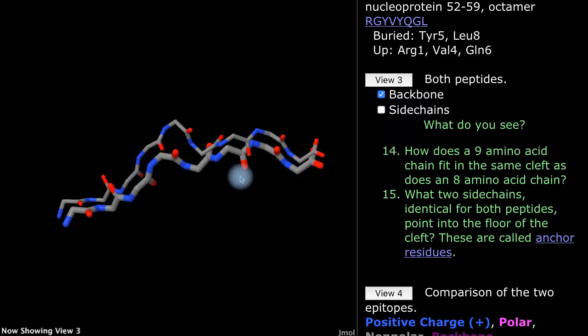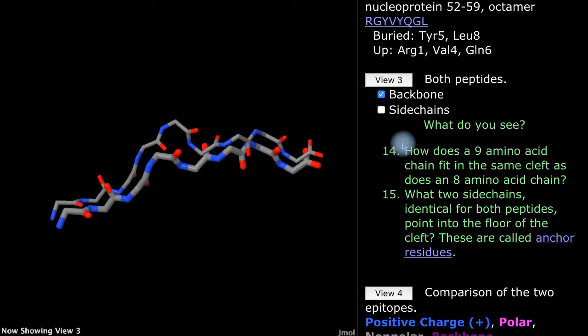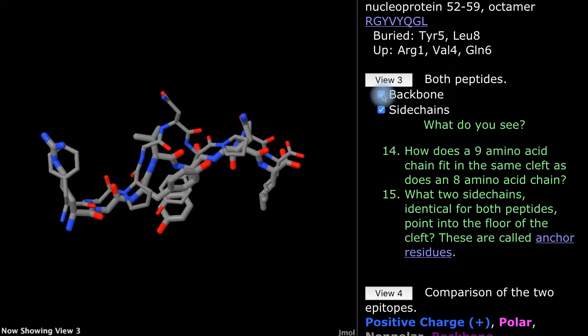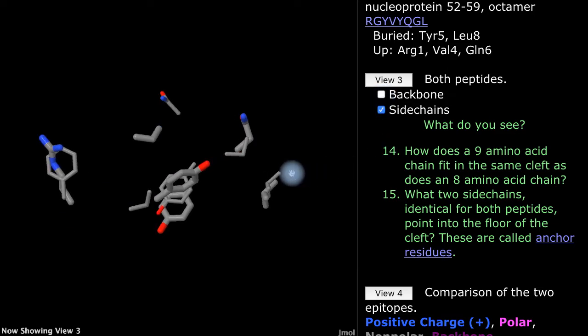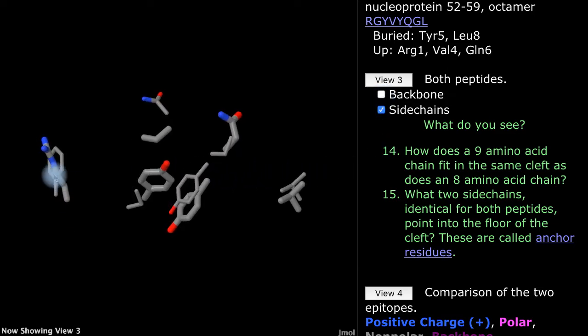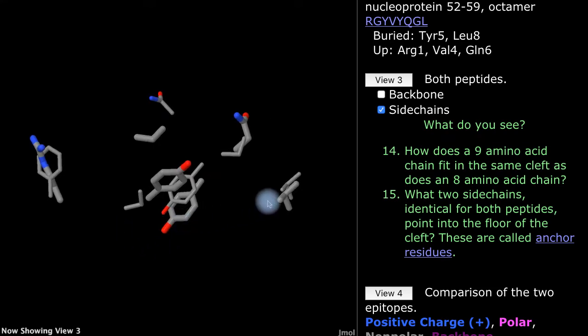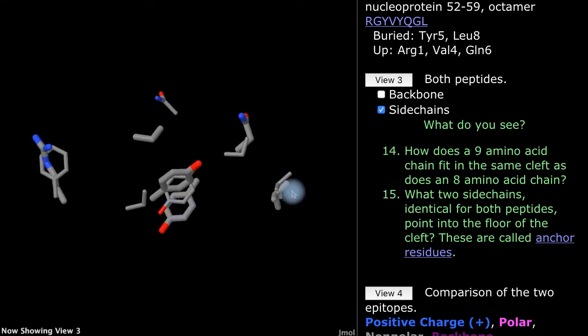However, the top peptide is one amino acid longer than the bottom peptide. Therefore, the top peptide must bulge out in the middle. Now we'll look at only the side chains by themselves. The three larger side chains exposed to the T lymphocyte are all different from each other, while the two anchor residues are exactly the same.